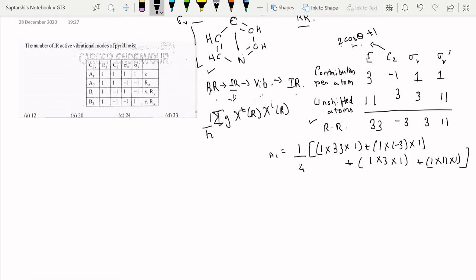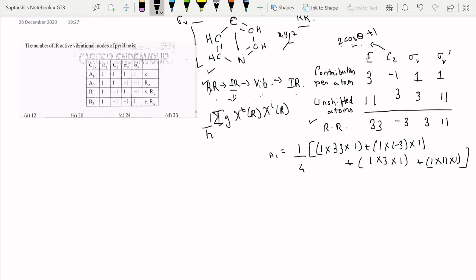Okay, so just one small correction over here is that the contribution per atom for E is actually the basis, the dimension of the axis we are taking. So over here we took a 3-dimensional basis, X, Y and Z, so it's 3. So over here we'll have E as contribution per atom is 3, and this is our final reducible representation, which we get by simple multiplication. So first step is done. We have got the reducible representation.